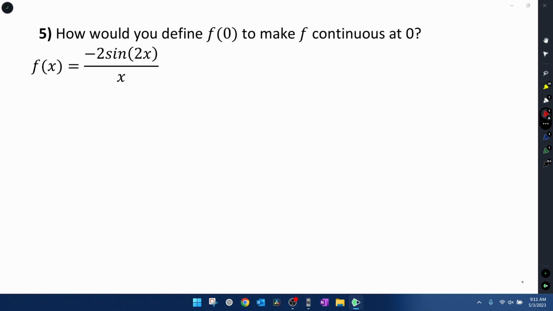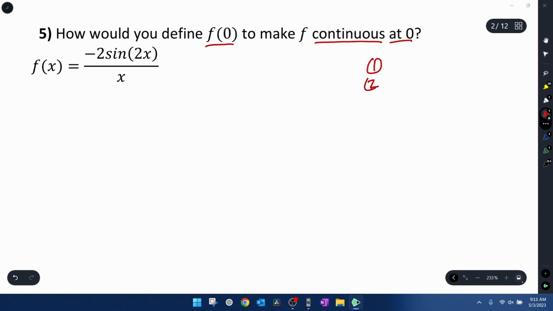Next, number 5, it says, how would you define f of 0 to make f continuous at 0? And this means we have to know what it means to be continuous. Remember, there were 3 conditions that had to be met. The limit as x approaches a, in this case 0, of the function has to exist. F of 0 has to exist.